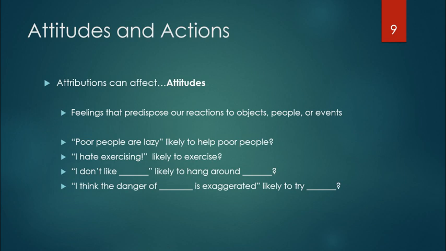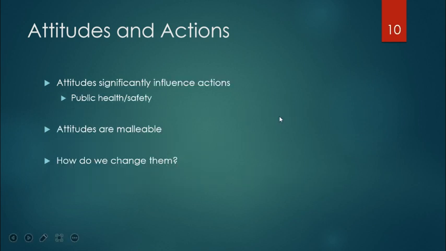And remember, our attitudes are influenced by those attributions. So we've kind of got this chain reaction relationship going on. Attributions influence attitudes, attitudes influence behavior. So attitudes significantly influence actions.